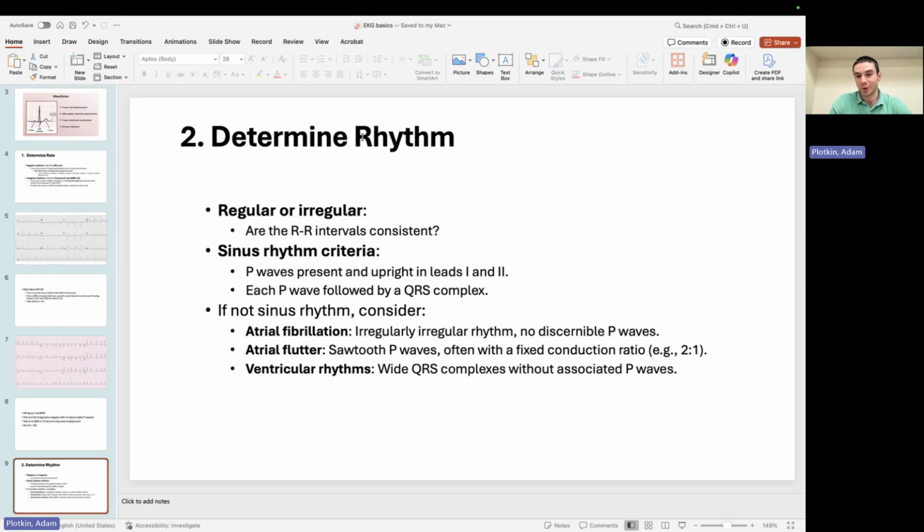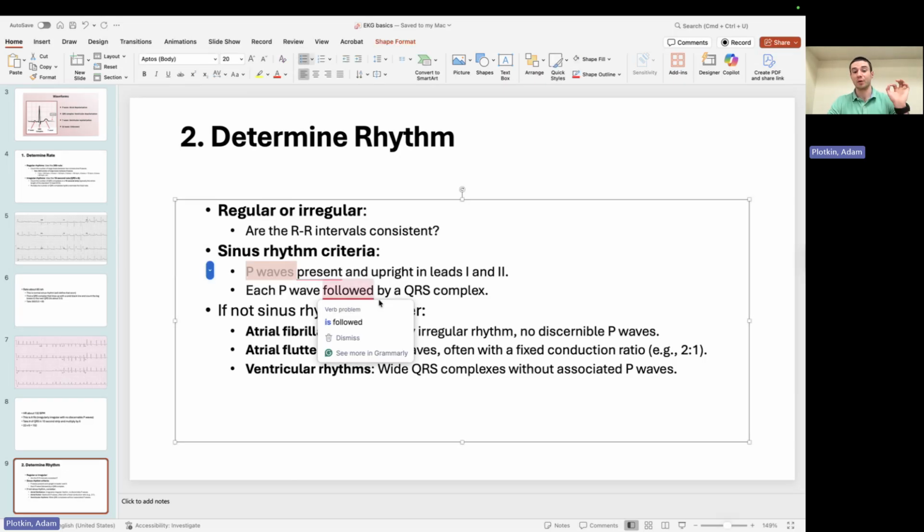So next, we've got to determine the rhythm. The big question you ask yourself is, is it regular or irregular? Are the R's coming at a normal, consistent interval, or is it all over the place? And so how do we define sinus rhythm? Is there a P before every QRS? Is there a QRS after every P? And then we want to see P waves that are upright in leads 1 and 2. I'll show you why in a second. So if it's not sinus rhythm, it could be a lot of things. The biggest ones for your MCW exams and your USMLE Step 1 exams are AFib, atrial flutter, and ventricular rhythms, so like wide QRS complexes.